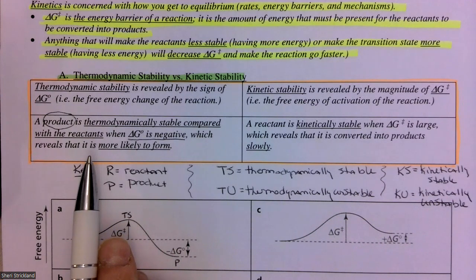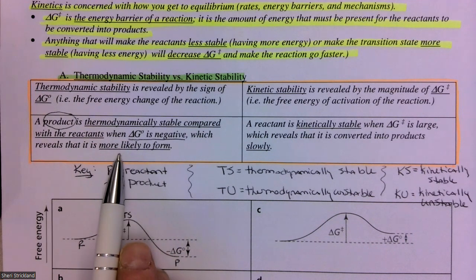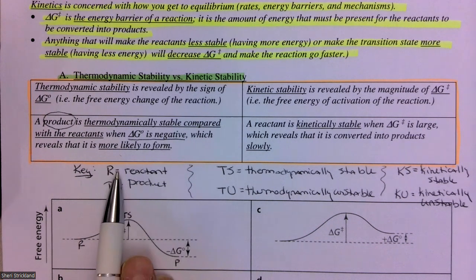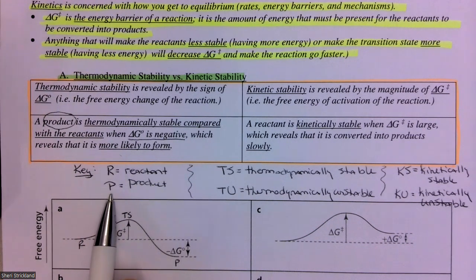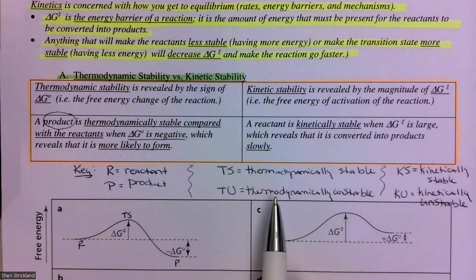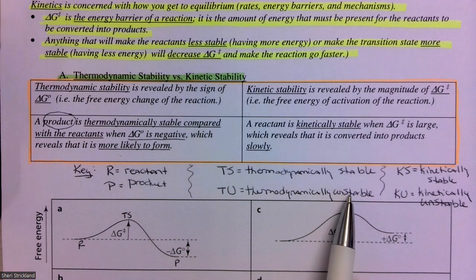Okay, so thermodynamically unstable is the opposite of that. So delta G would be positive, which reveals that it's more likely to just stay as reactants and not turn into products. So I put a key down here with R for reactants and P for products. TS will be thermodynamically stable and TU will be thermodynamically unstable. So we'll use these here in a minute.